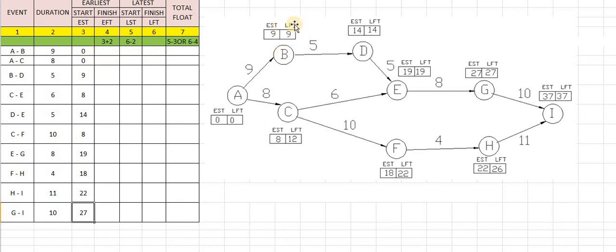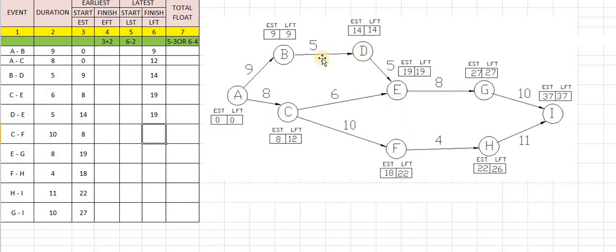In the same way we have already calculated the values of LFT, that is the latest finish time. While feeding the value of LFT, we have to see the next node. So LFT is calculated by keeping the next node in mind. A to B, B is the next node, and B's LFT is 9. A to C, C is the next node, which has 12. B to D, D is the next node, which has an LFT of 14. C to E, E is the next node, it has a value of 19. D to E, E is the next node, the LFT value is 19, again the same.